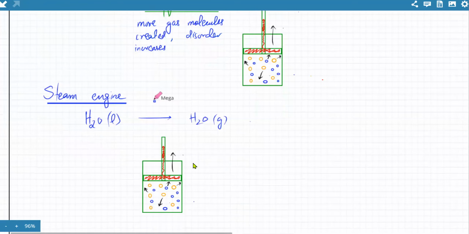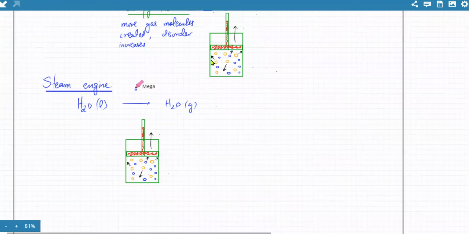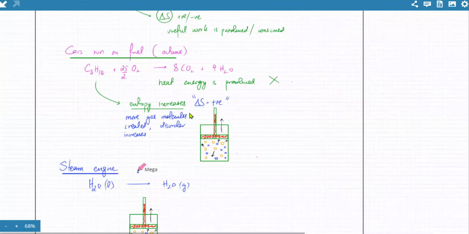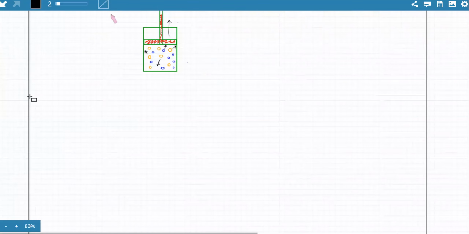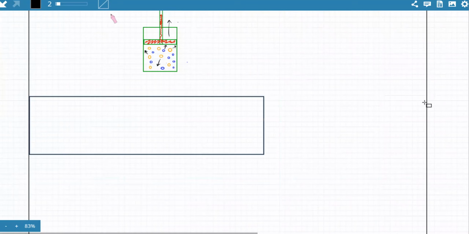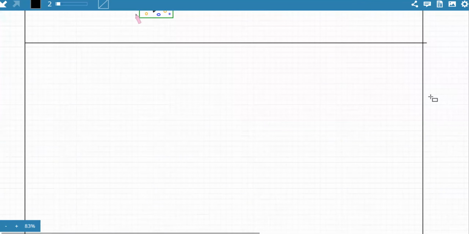So all of a sudden, the liquid water in the piston changed into gas, and the particles increased, the disorder increased, and the piston started to move. So that's why we are very interested in delta S. That's one of the reasons. Delta S is way more important than delta H. So ideally, you want delta H to be zero. You don't want anything to do with the energy change that's happening. You don't care about the energy change. You want it to be zero.